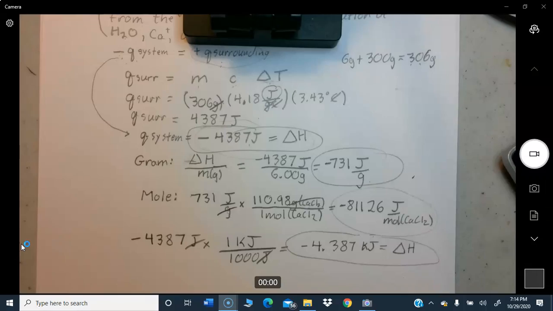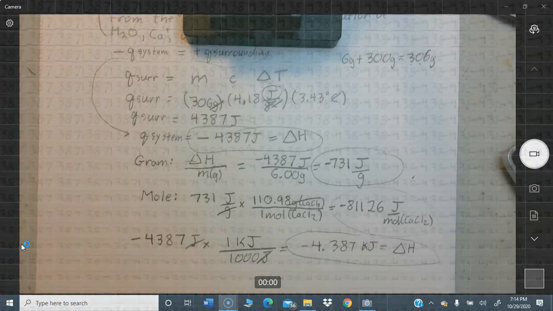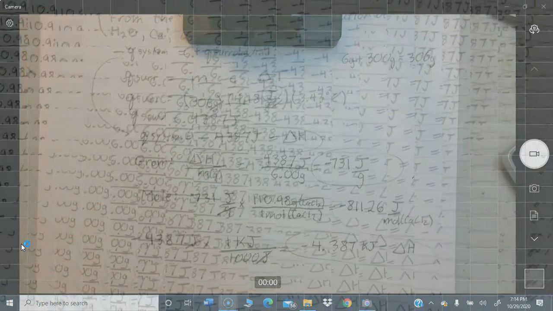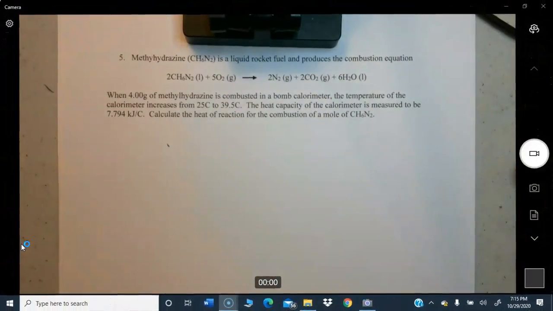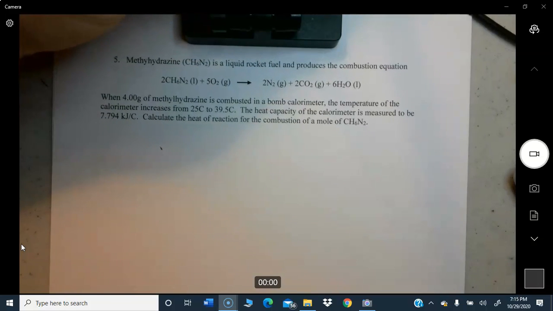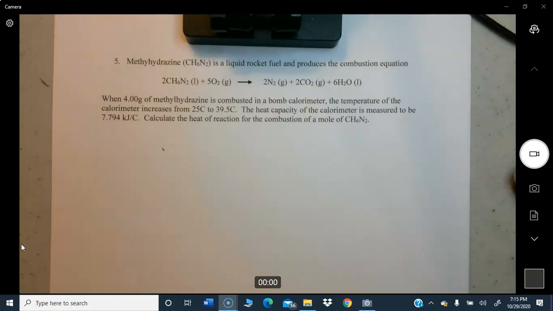All right, let's go on now and do a bomb calorimetry problem. Okay, so again, both the preceding problem and this problem are already in the notes, but I want to give you a full, detailed explanation of how to do them because it's really important you understand calorimetry.